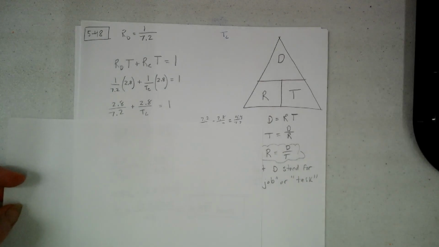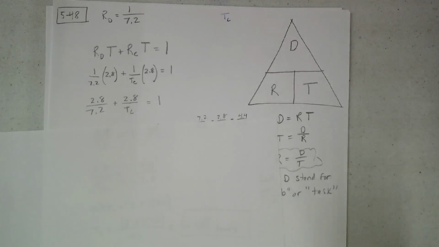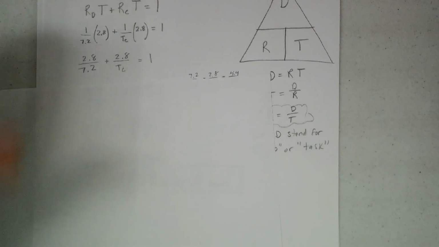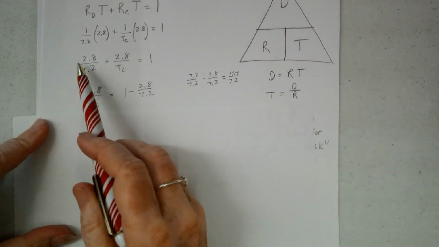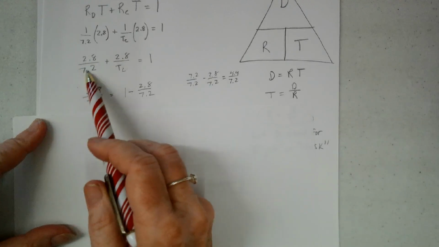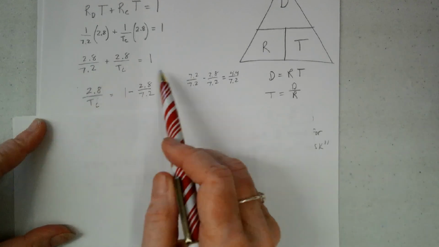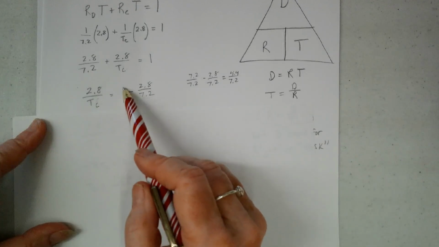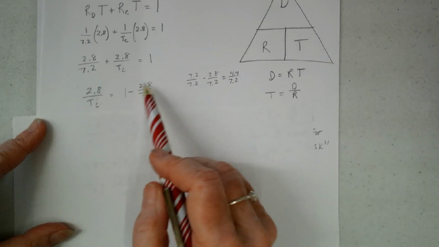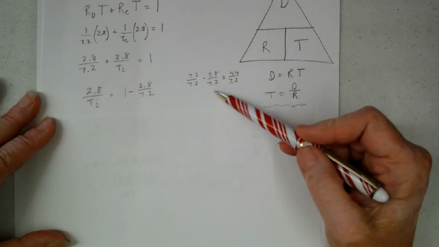I'm just going to do a little algebra now, and I'll make this a little closer so you can see. There are different ways you can do this kind of fraction math. I decided to subtract 2.8 over 7.2 from both sides, and that's why it's over here now. Then I went ahead and got a common denominator so I could find out what 1 minus 2.8 over 7.2 is. So I let 1 be 7.2 over 7.2.